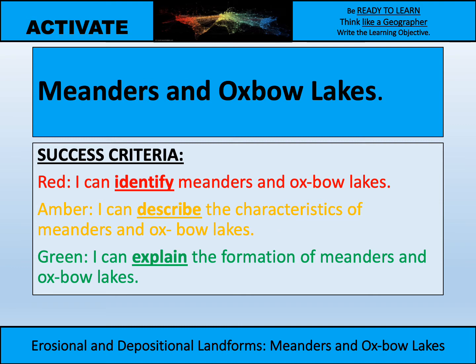So red, grades 1 to 3, you need to be able to identify Meanders and Oxbow lakes. Grades 4 to 6 for amber, you should be able to describe some of the characteristics of the formation, and green, you are explaining the formation of both Meanders and Oxbow lakes.